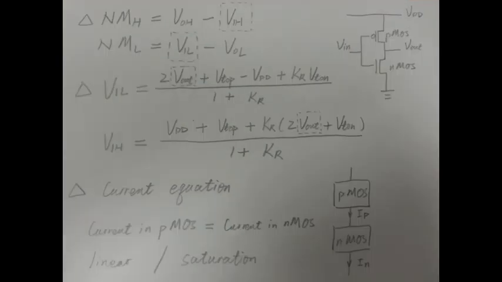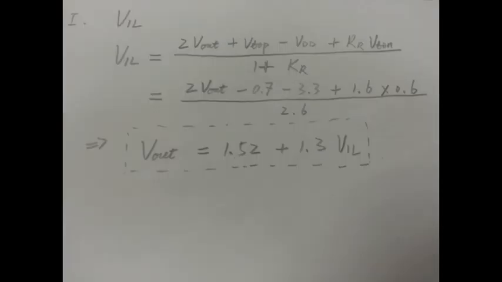And of course, the current equation for the PMOS or NMOS, you can find in the notes, for either the PMOS and NMOS in linear region or in saturation region. And you can combine these two formulas, the current equation and the VIL or VIH formula, to derive the VIL and VIH values. Let's start the calculation for VIL.